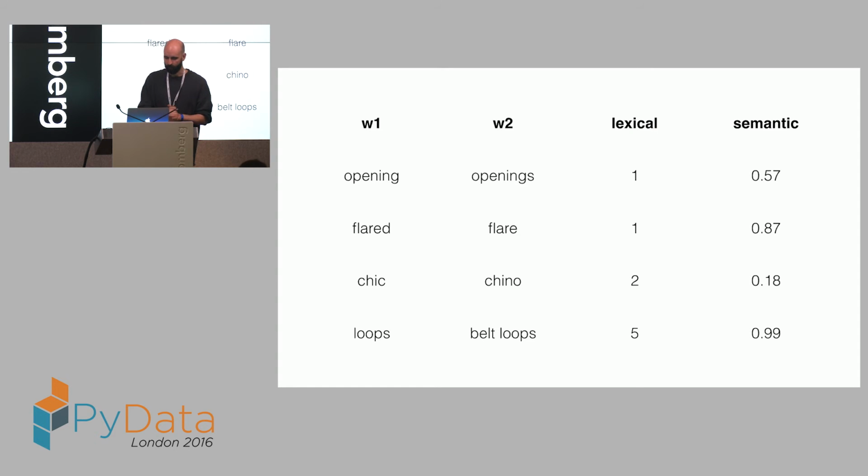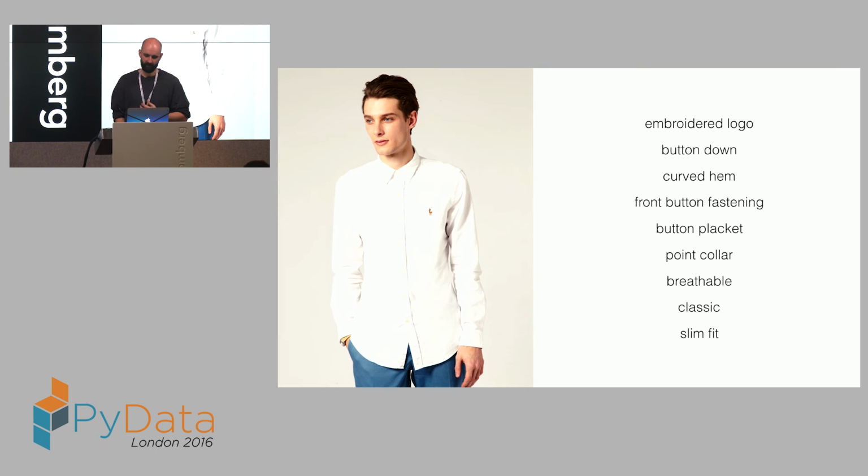So then if we take a product, take all the words in the description and rank them relative to the image representation, in theory, we should get free keyword extraction. And that's what we get. So here's a shirt from Ralph Lauren.